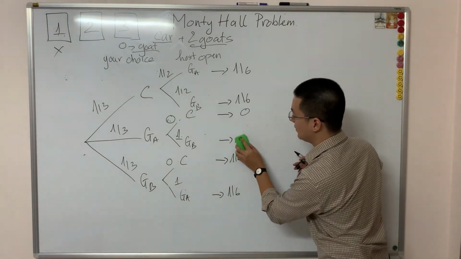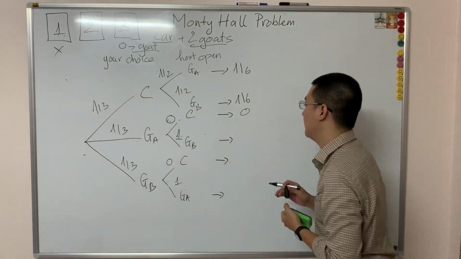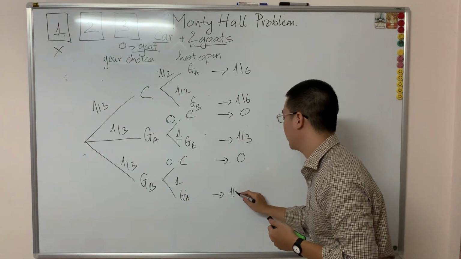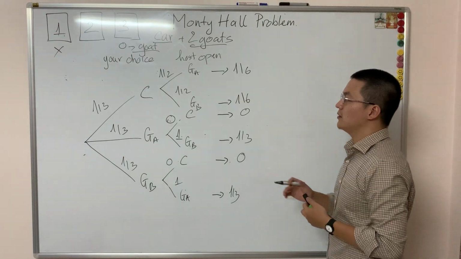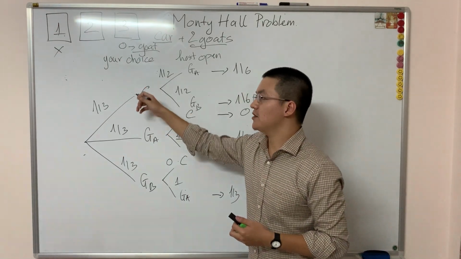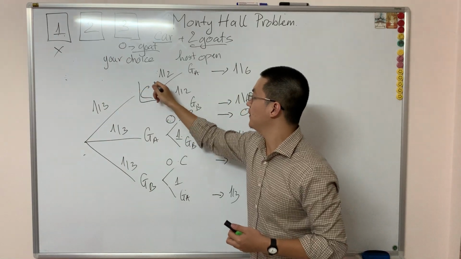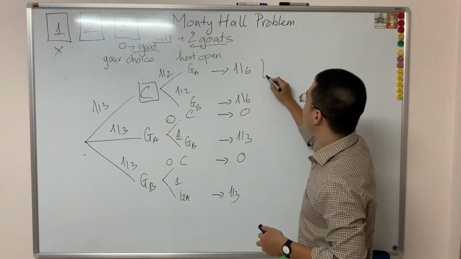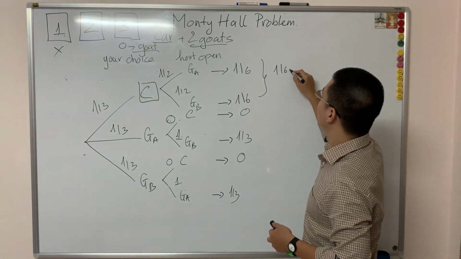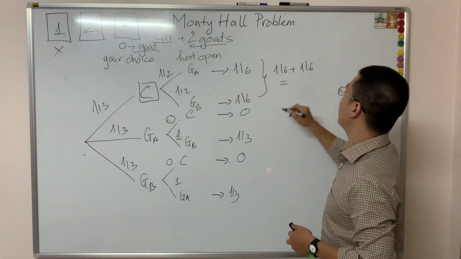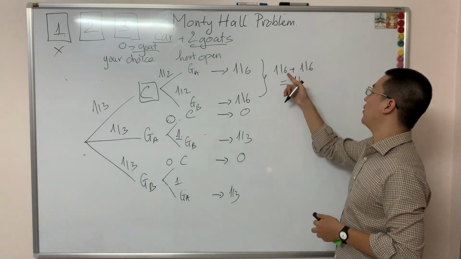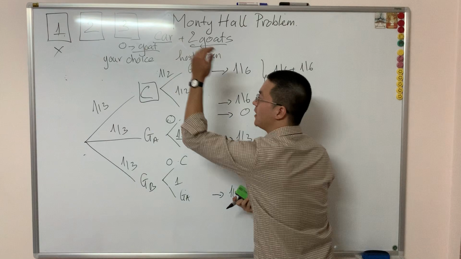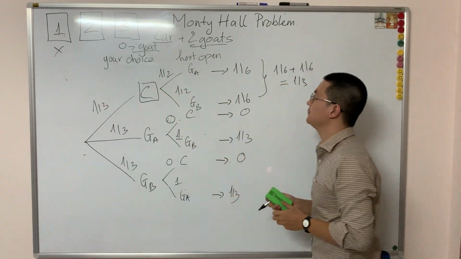And here, 1/3 times 0 is 0 and this one is 1/3. Now, in this case, you pick the right door with the car behind. The probability you get the car is 1/3 plus 1/3, which is equal to 1/6 plus 1/6, equal to 1/3. It remains the same as the first time if you pick the right door.